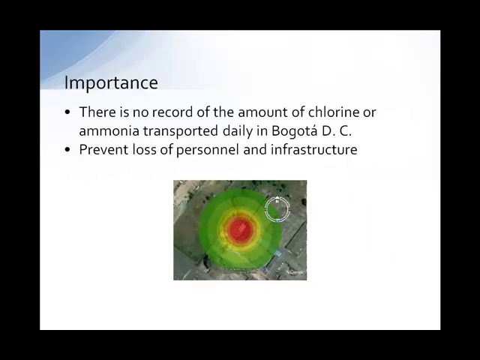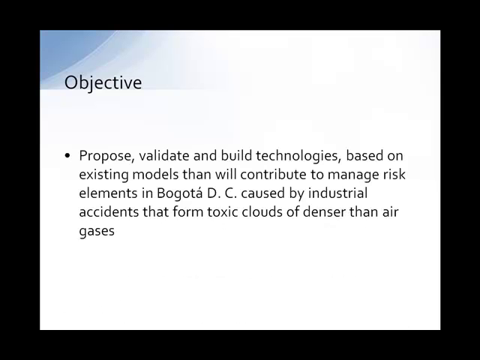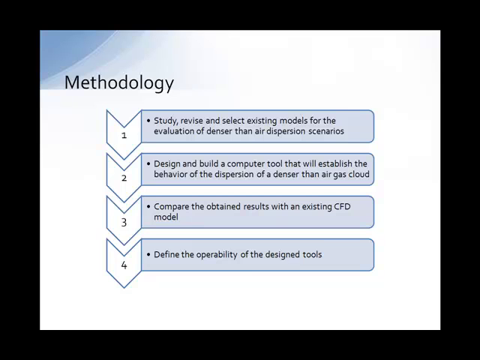At this time, Bogotá does not have a record of the amount of fluorine or ammonia being transported daily, and a possible leak or accident, depending on the material, will have a significant damage radius, having an effect on both personnel and infrastructure. The main objective of the work was to propose, validate, and build technologies based on the existing models that will contribute to manage risk elements in Bogotá caused by industrial accidents that form toxic clouds of denser-than-air gases. So what exactly did we do to accomplish this objective?